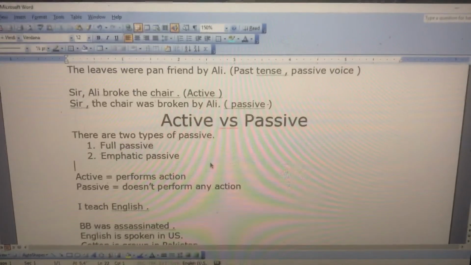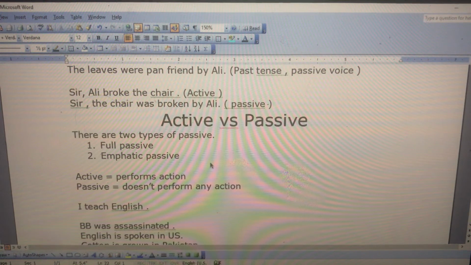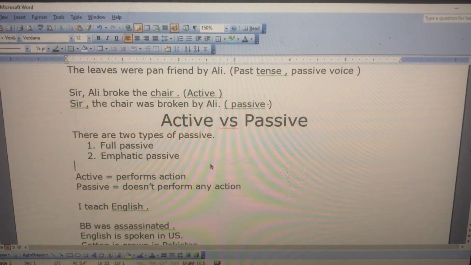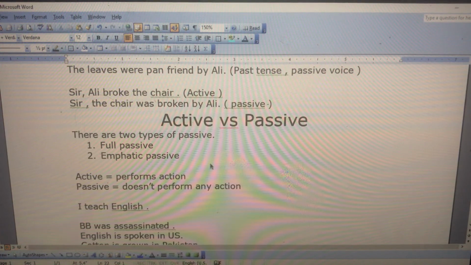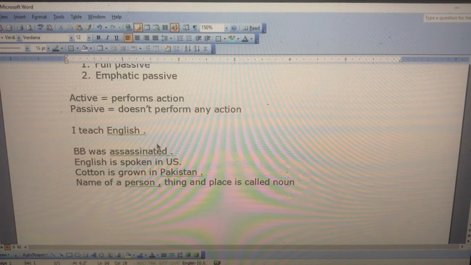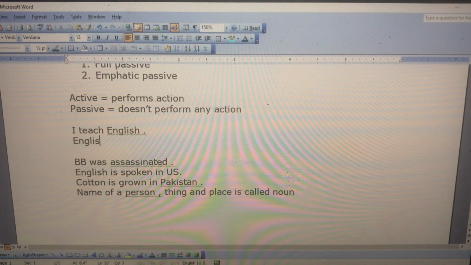Do you know, students, in your matric classes, in your matric papers, in your class 8, class 7, class 10, even first year, second year, when they give you sentences and ask you to change into passive, or change the voices, all of them are emphatic passive. For example, if I say I teach English, the passive is English is taught by me. It is called emphatic passive.